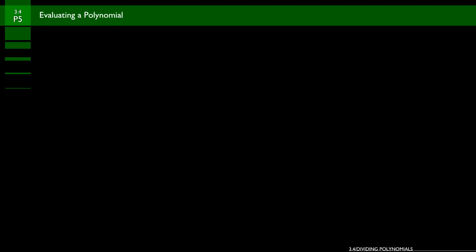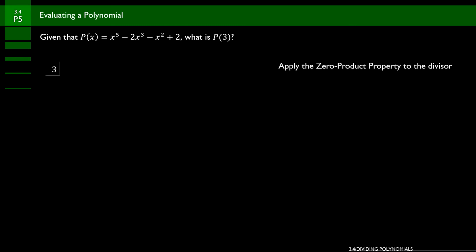The final question we're going to look at is evaluating a polynomial using p of x. Now, p of x is just going to tell you what the divisor is. So given that p of x equals x to the fifth minus 2x cubed minus x squared plus 2, what is p of 3? All that means is 3 is our divisor, and the x to the fifth minus 2x cubed minus x squared plus 2 is our dividend.